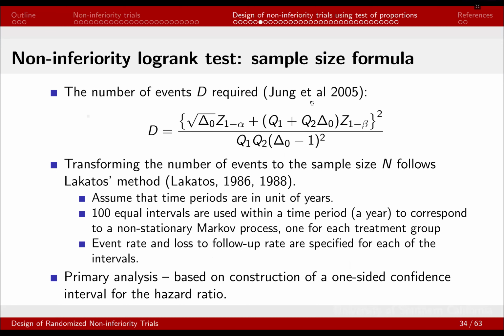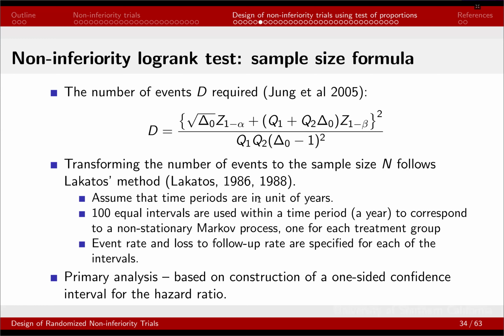Based on John et al. 2005, for the non-inferiority logrank test, this would be the number of events required for a non-inferiority trial. And we need to convert the number of events to sample size N because not every patient will have an event of interest. In our paper, transforming the number of events to the sample size N follows Lakatos's method.